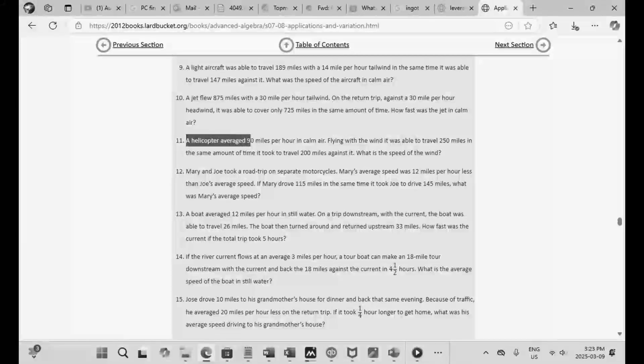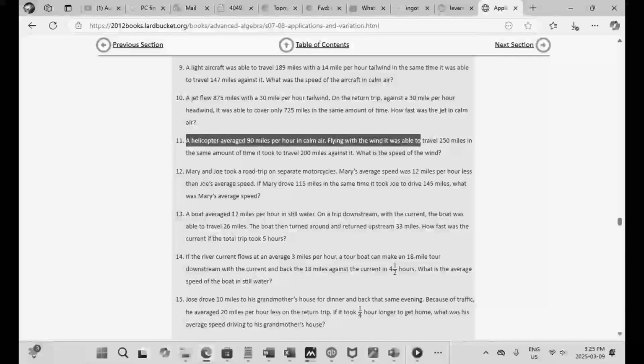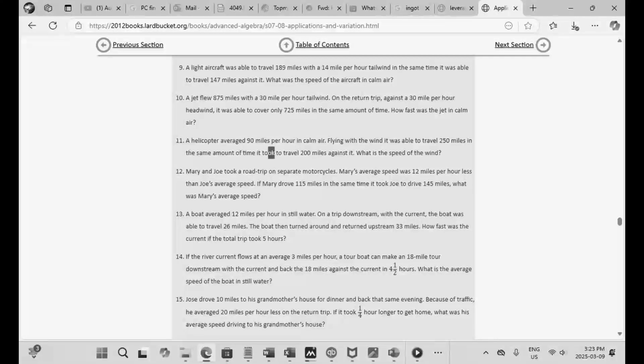So when it comes to word problems, let's start off with question 11. A helicopter averaged 90 miles per hour in calm air. Flying with the wind, it was able to travel 250 miles in the same amount of time it took to travel 200 miles against it. What is the speed of the wind?